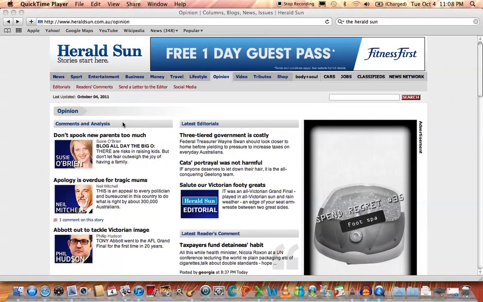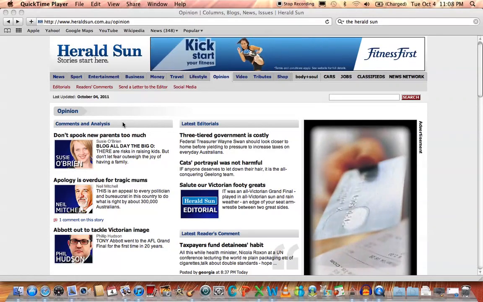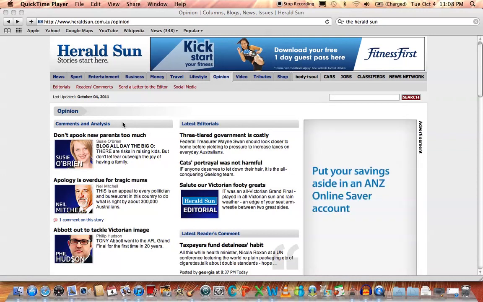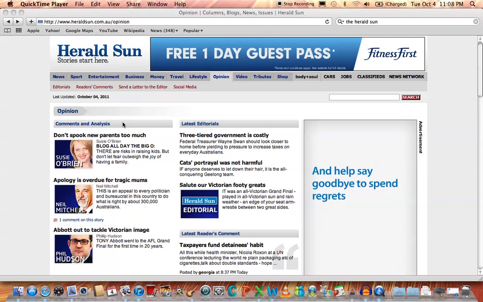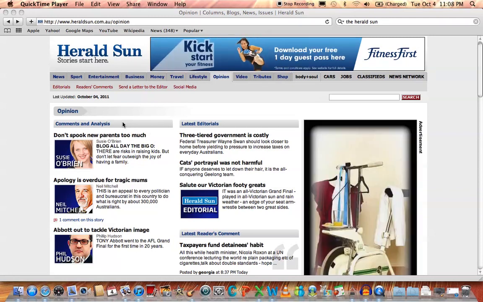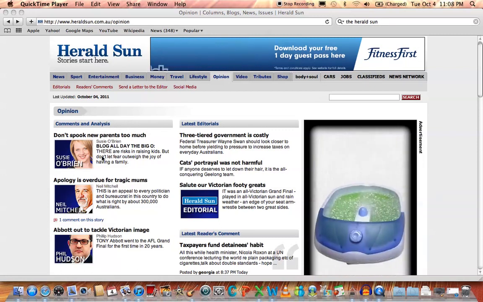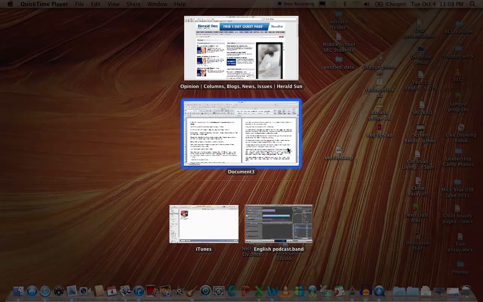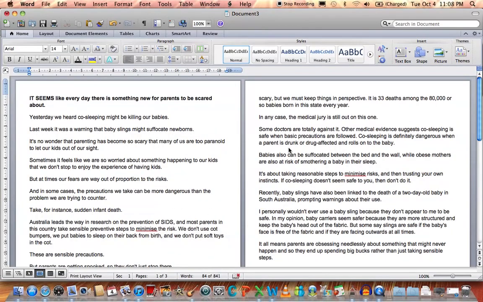Welcome to our analysis for Year 11 English, looking at doing a language analysis, in particular some persuasive language. Looking today to use the article Don't Spook New Parents Too Much by Susie O'Brien, which is found on the Herald Sun website. And just for ease of use, I've copied and pasted the article into Microsoft Office Word.